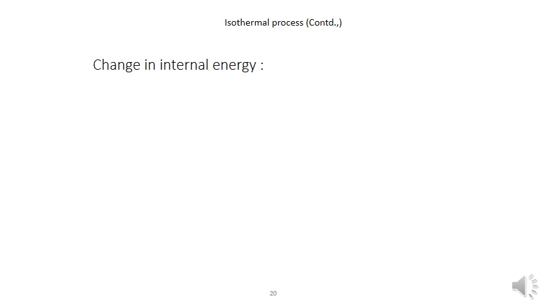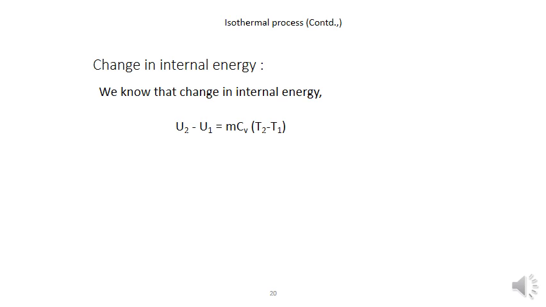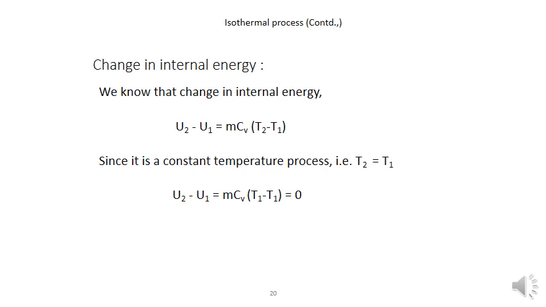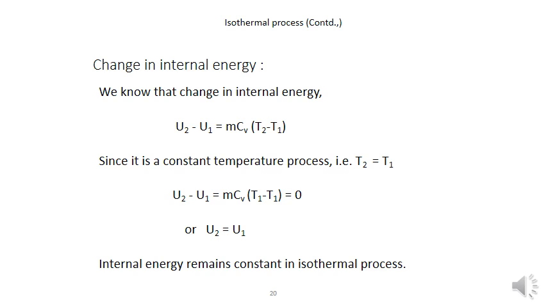So, we will calculate the change in internal energy. We know that the change in internal energy U2 minus U1 is equal to mCV (T2 minus T1). Since at constant temperature T2 minus T1 is equal to 0, the change in internal energy is 0. So U2 is equal to U1. The internal energy remains constant in an isothermal process.